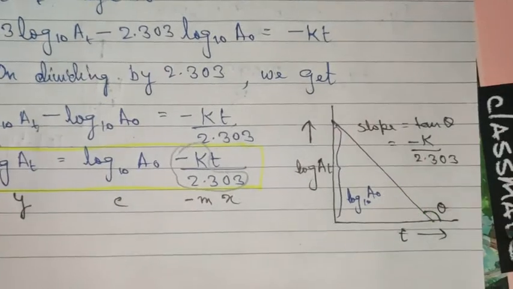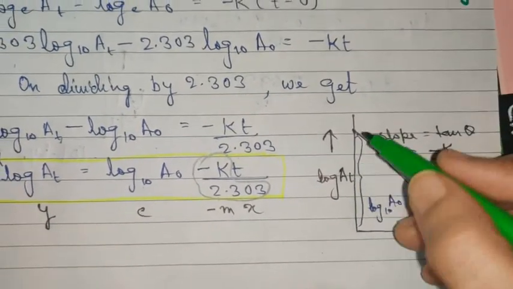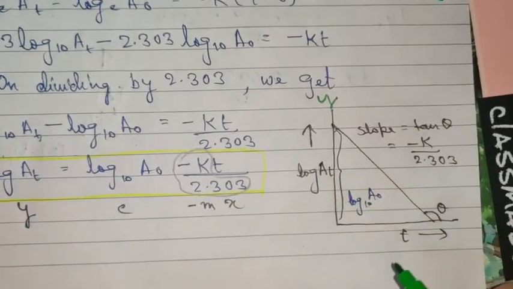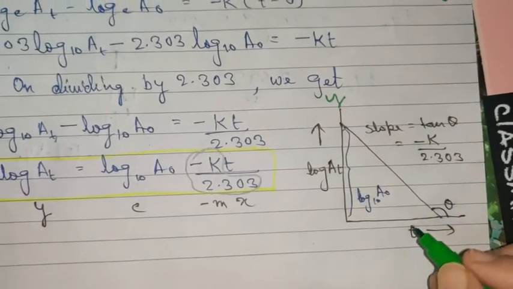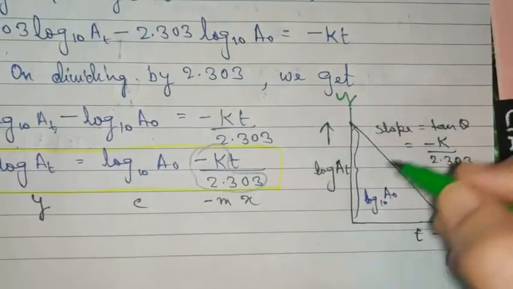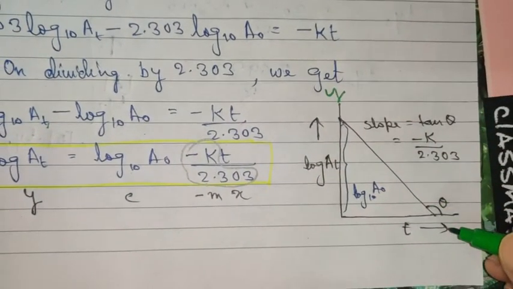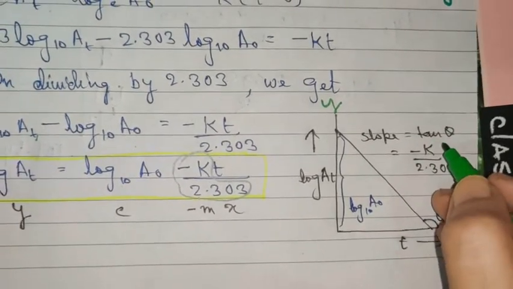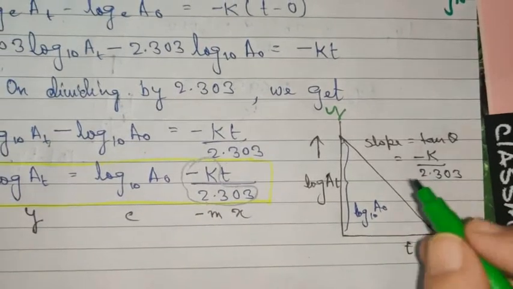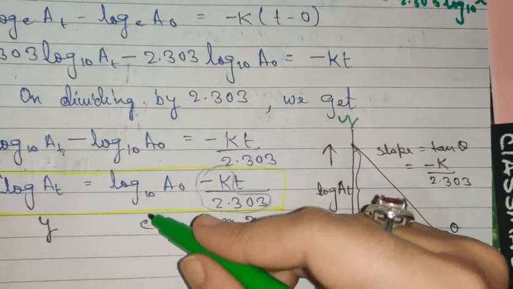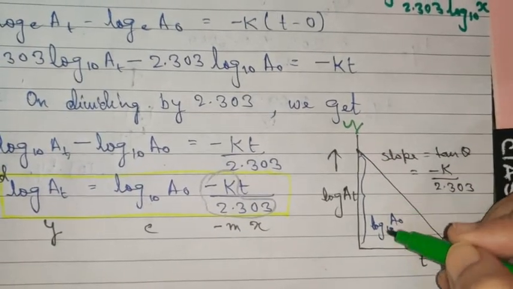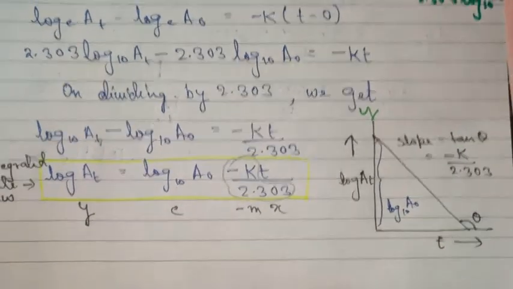Now coming to this, on the y-axis we have log [A]t, and on the x-axis we have t, and since the slope is negative, the graph will be plotted in this direction like this. Slope is equal to tan theta, which is equal to minus k upon 2.303, and the intercept is what? The c corresponds to the intercept. This is log a naught base 10. So this is the graph that you'll get.